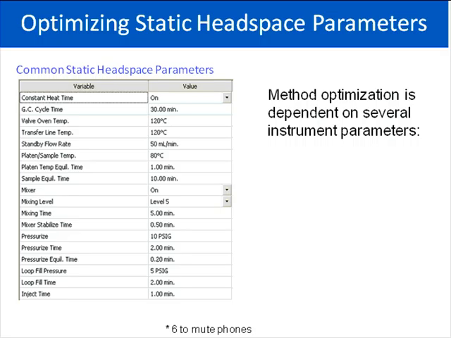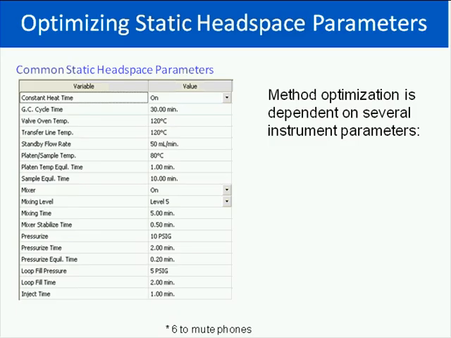Now this is from our software, and it gives you a list of parameters that we are able to optimize in static headspace. The one thing I do want to point out at the top here is constant heat time, and that is critical because you want to make sure that every sample is heated to the same temperature for the same amount of time, so that you know that that's where you're going to get your most reproducible results.